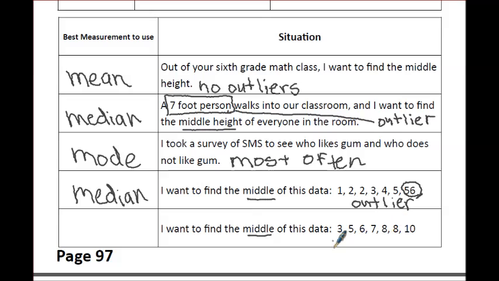If I want to find the middle of this last set of data, all of the numbers are relatively close to each other. So there's no outliers, no really, really small or really, really big ones in comparison to the other numbers, and this would be the mean.